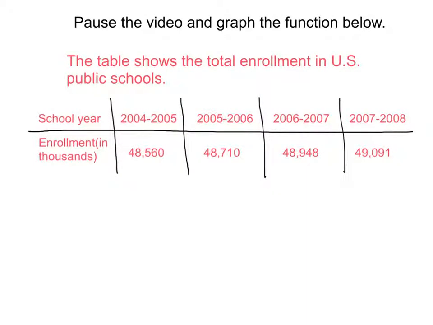Pause the video and graph the function below. The table shows the total enrollment in U.S. public schools. So here you have the school year, and then you have the enrollment in thousands. So I've already created the table. Now we just have to write our ordered pairs.